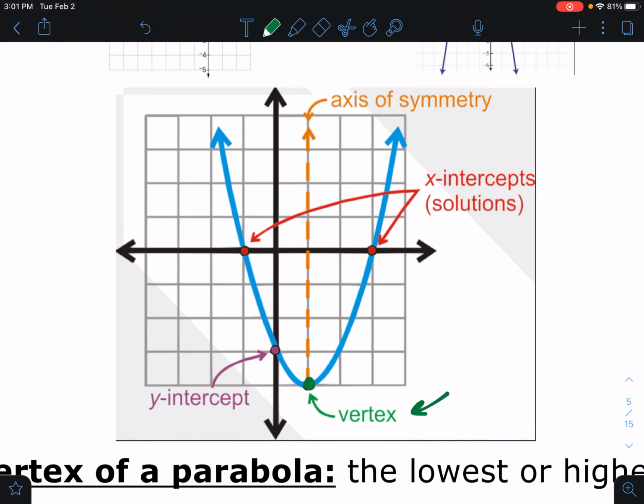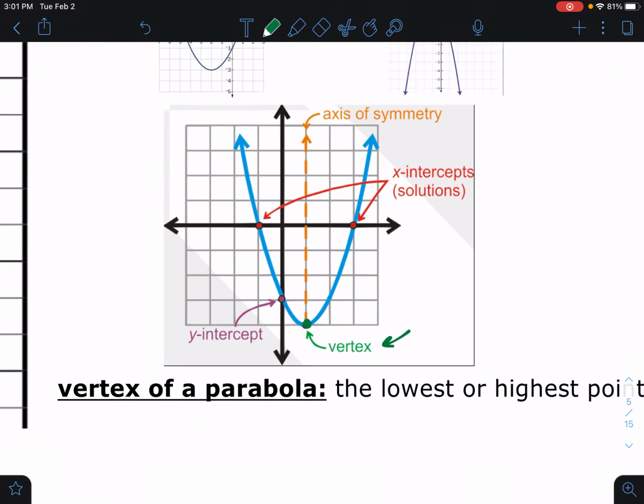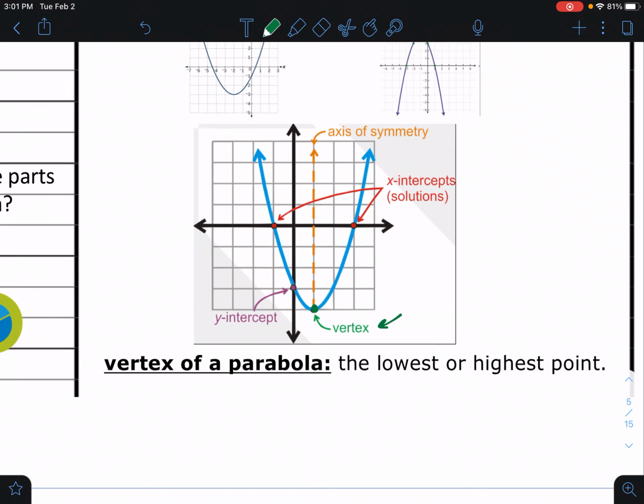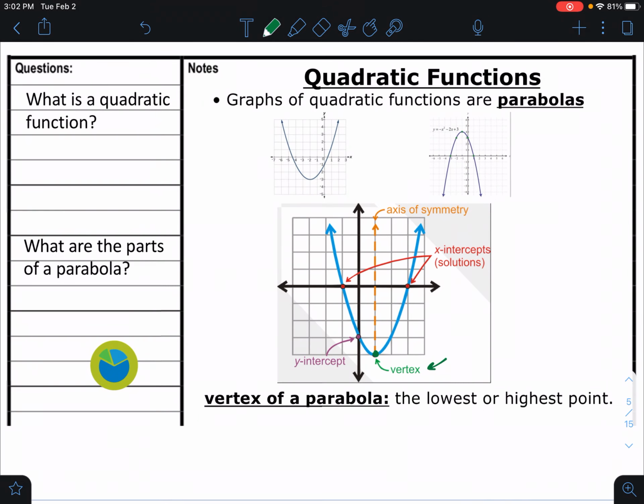This right here is going to be your highest or lowest point on the parabola. In this case, it's the lowest point, but you'll notice here it's highlighted. It says vertex of a parabola, the highest or the lowest point. Okay, that's a really important point. Your x-intercepts are also known as your solutions. Those are the ones in red, and you know what a y-intercept is. So you guys are familiar with those, but these are the pieces that we will talk about throughout the unit. And one of the first things we'll talk about is the vertex. Okay. Again, highest or lowest point. And that will come up quite a bit.